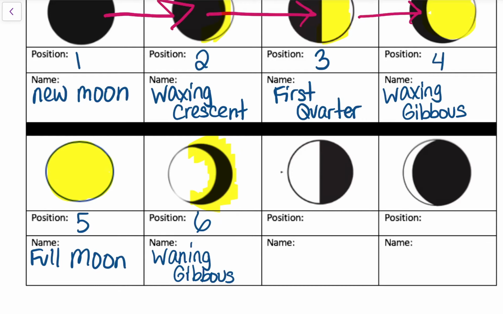Our next moon phase, remember, now we are increasing the amount of darkness. So the next moon phase will have even more darkness, with the darkness on the right side. So half of the moon is dark with the darkness on the right side. And this is what we call a third quarter moon.